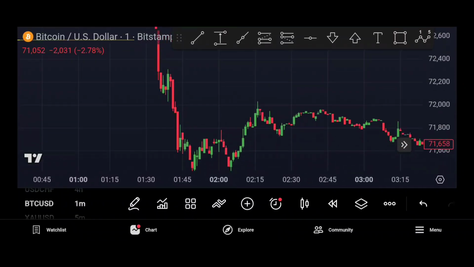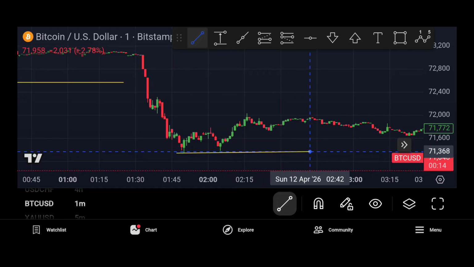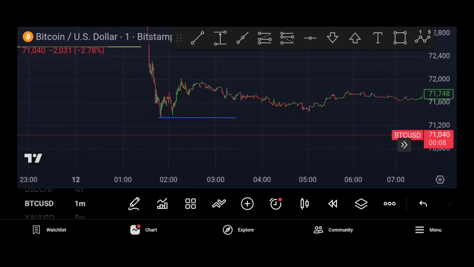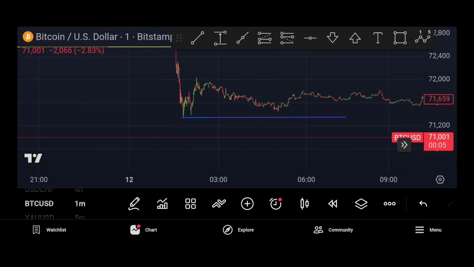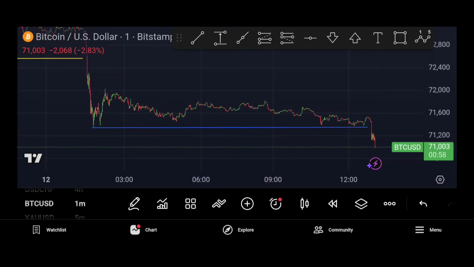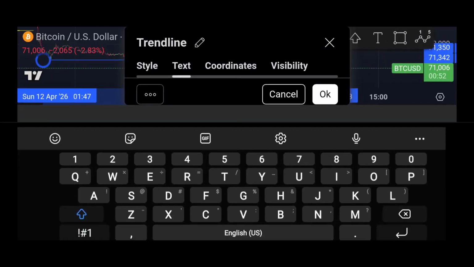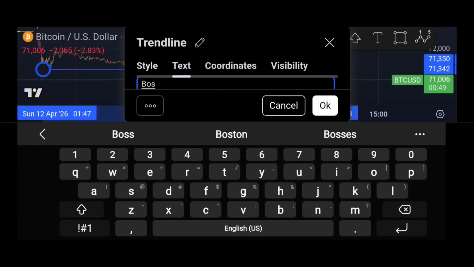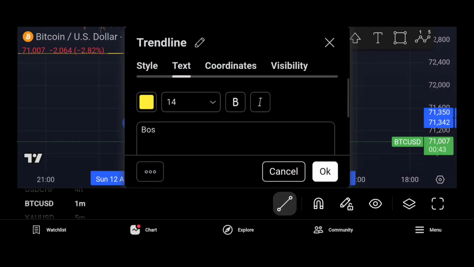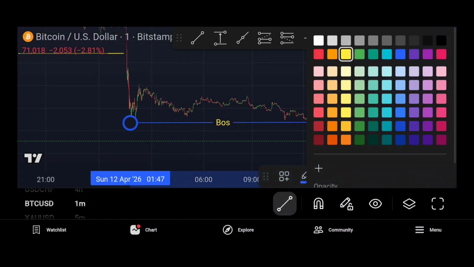Since this is the valid low I get on the 1 minute, I always change the colors of my levels depending on the time frame I'm on. If I'm on the 1 minute, it's a blue color. If I'm on the 5 minute, it's a yellow color. If I'm on the 1 hour, it's either red or green, respectively. So we get that BOS on the 1 minute. I'll put it in blue.